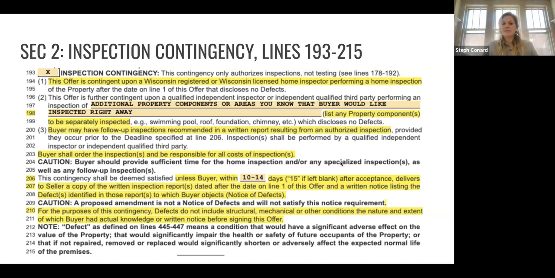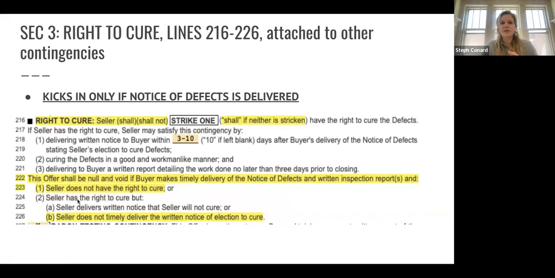So, okay, this is section 2, lines 193 to 215. This is the inspection contingency language itself. Now we move to the consequences and how the transaction plays out as you're moving through negotiations on the inspection contingency. I'm going to go through this, and then after this, we will put it into practical purposes, and I'll explain how all this plays out.